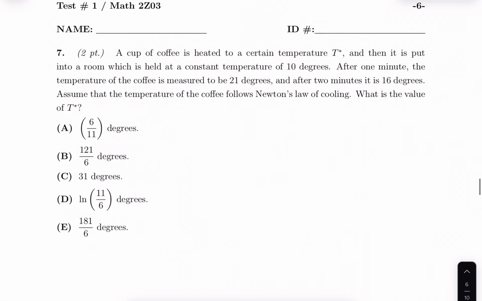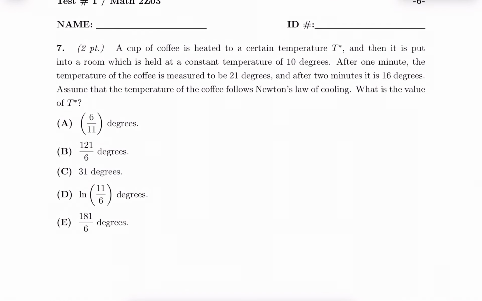So let's do a little bit of highlighting. Now, cup of coffee. Not a coffee drinker myself too much. Heated to a temperature T prime. So they're trying to not tell you that it's T at something with T prime. And it's saying that it's held to a constant temperature. Always look out for constant temperature. And after 1 minute, the temperature of the coffee is measured to be 21 degrees. 2 minutes, 16 degrees. What is the value of T prime?